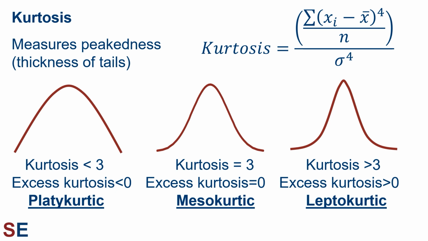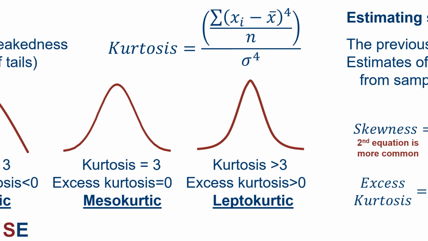The exact values of kurtosis are often not used directly. We're really just comparing them to the 3 for kurtosis or the 0 for excess kurtosis to figure out whether our distribution looks like the normal distribution, that is mesokurtic, or whether it looks like it's leptokurtic or platykurtic.